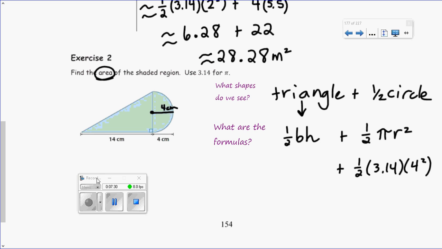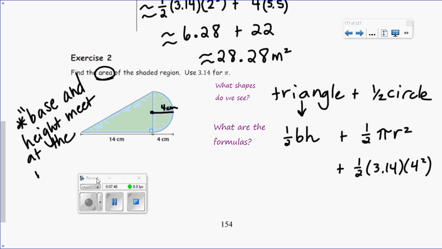Now for the triangle, base and height meet at the right. In fact, I want you to write that off to the side here and put it in quotes so you know it's like a little sing-song. "Base and height meet at the right." That means anytime you see base times height in a problem, you know that it needs to be at a right angle.